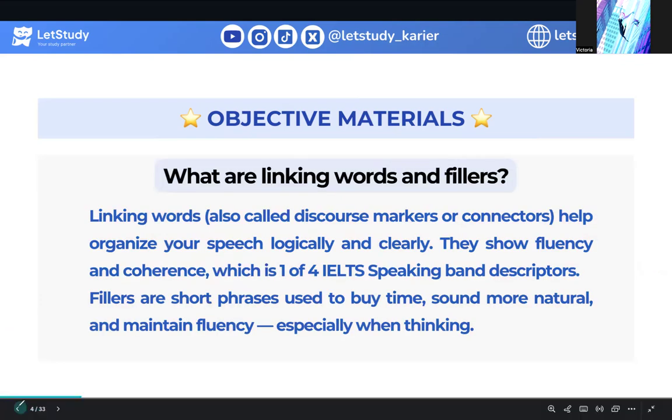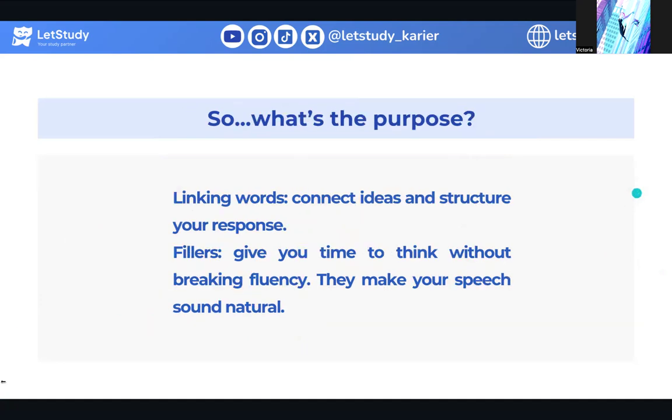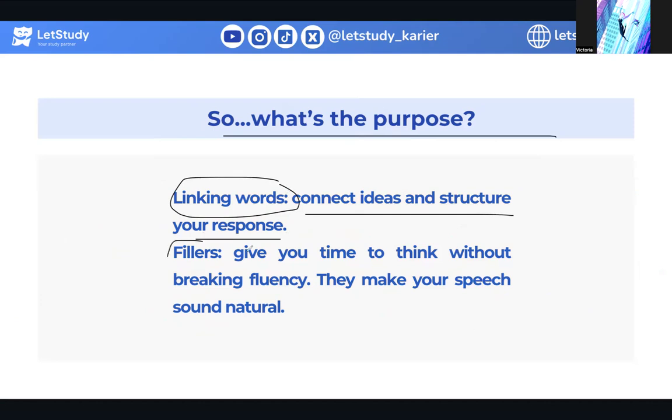Okay, jadi what are linking words and fillers? Linking words are used to organize your speech, while fillers are used to buy time and sound more natural. Jadi, so what's the purpose of each of them? Linking words connect ideas and give structure to your response, while fillers give you time to think without breaking your fluency. Basically, it makes your speech sound more natural.